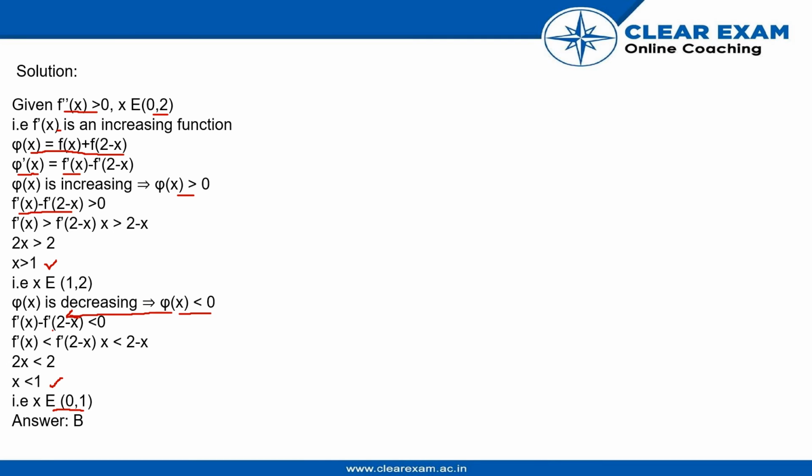So for phi x to be a decreasing function, we will have values of x from 0 to 1. So our answer B is the correct option.